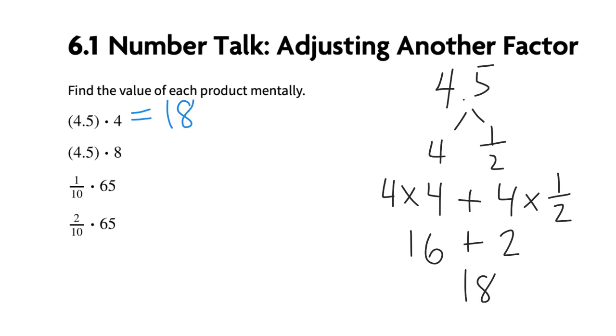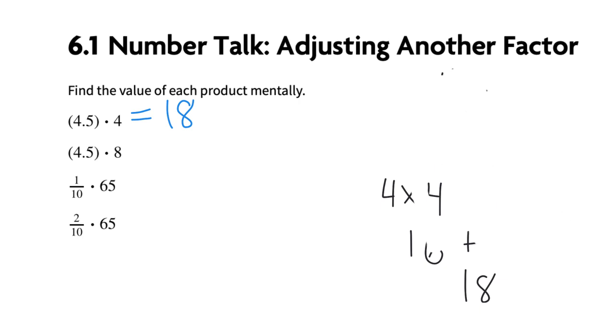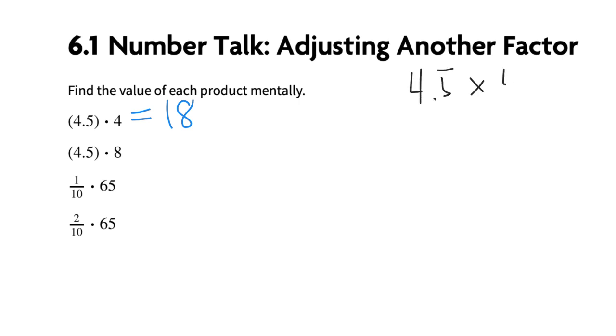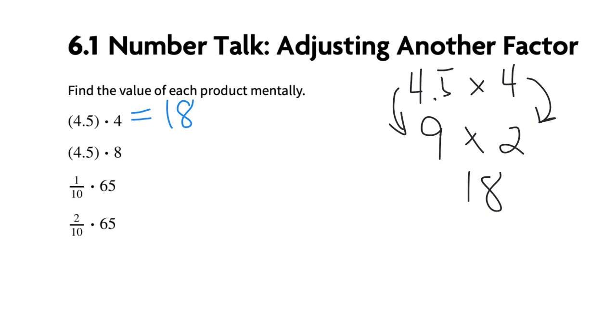There are other ways we could have done it. All right, so I'm going to erase all this. We could have said, 4.5 times 4, we could have done the doubling-halving technique. We could double this to get 9 and halve this to get 2, and then all of a sudden we get 18 as well. So there's a variety of ways we could have gotten that answer.